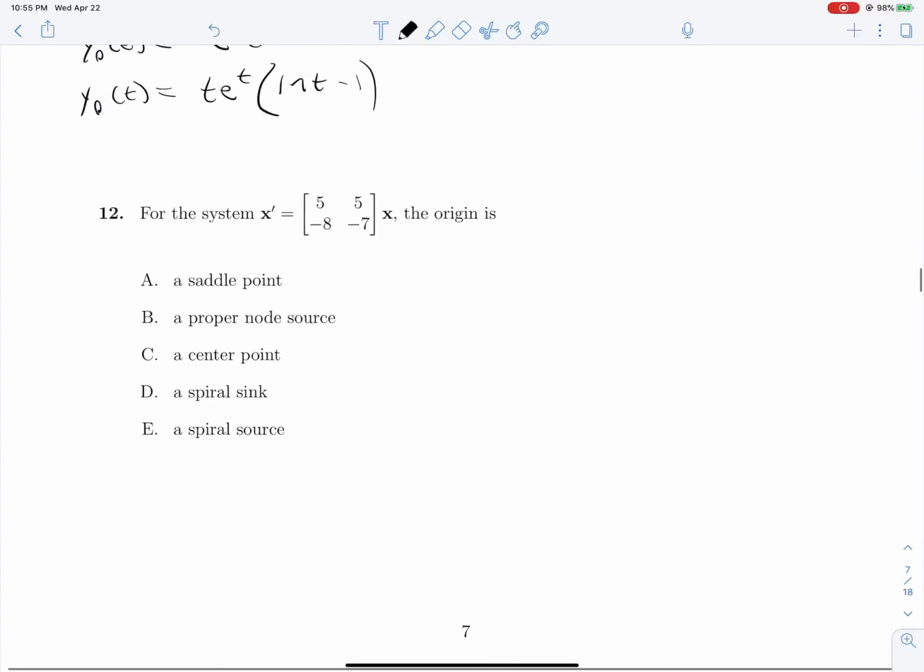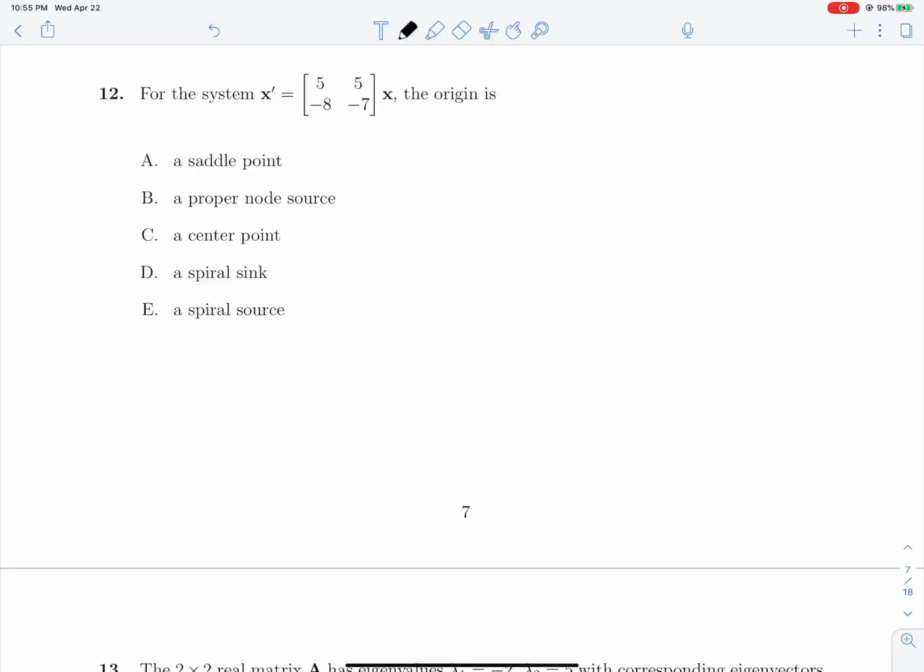Okay, 12. For this system, x prime equals Ax, what is the origin? Well, we know a couple things, and I'm not writing them out because they're like whole sentences. If our eigenvalues are real and positive, our origin will be what they call a proper nodal source. See, I'm having to deal with these exact same problems in MA 265, and they use much less technical words for sources and sinks, etc. So I'm getting a little confused, but we're fine.